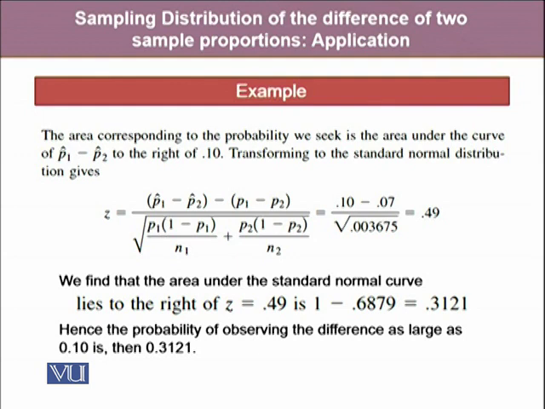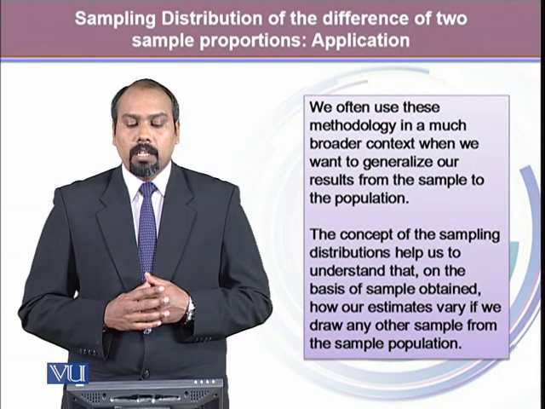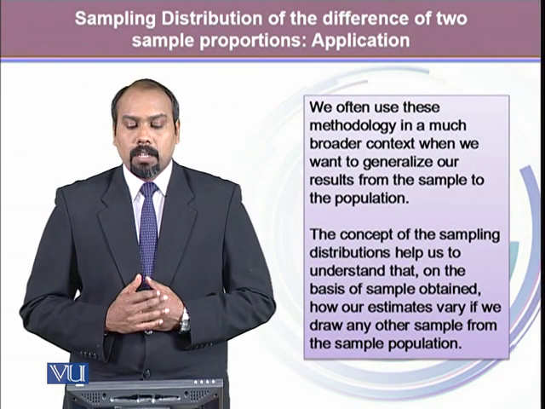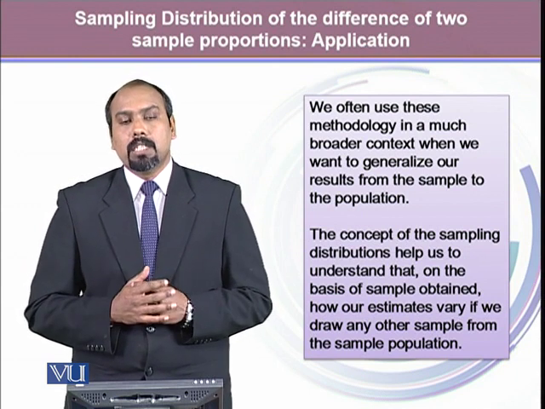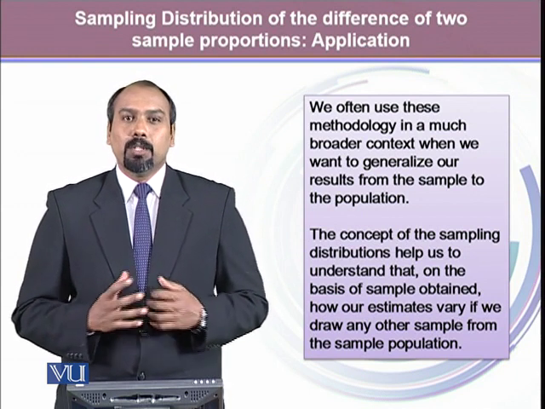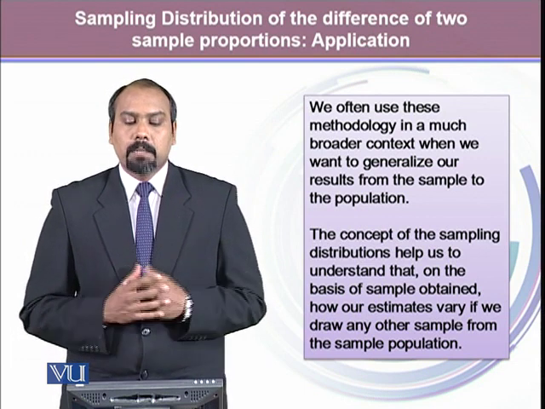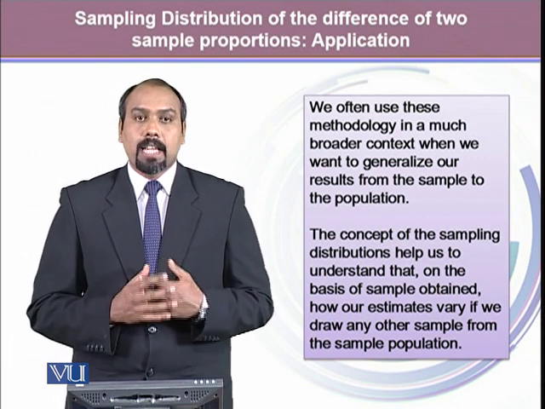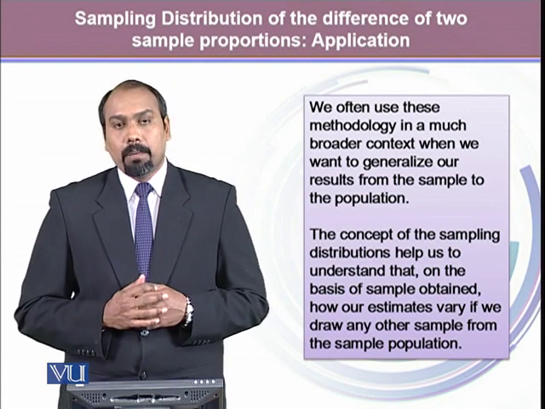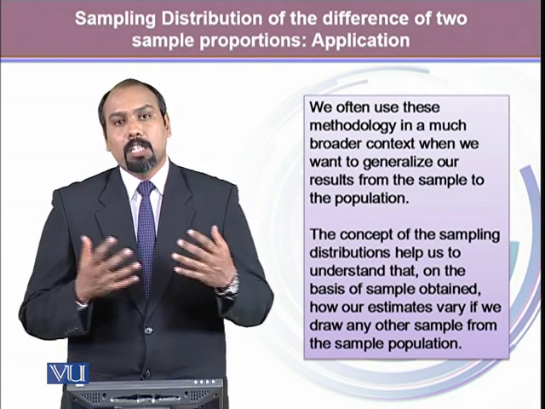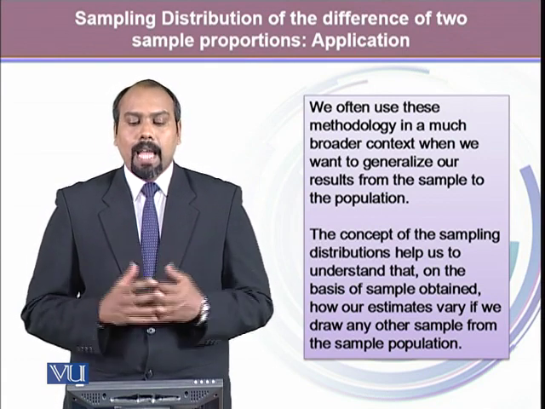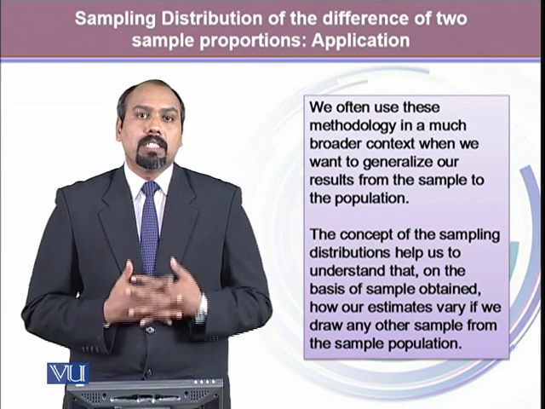We often use this methodology in a much broader context when we want to generalize our results from the sample to the population. Moreover, the concept of sampling distribution helps us understand that, on the basis of the sample obtained, how our estimates vary if we draw any other sample from the same population.